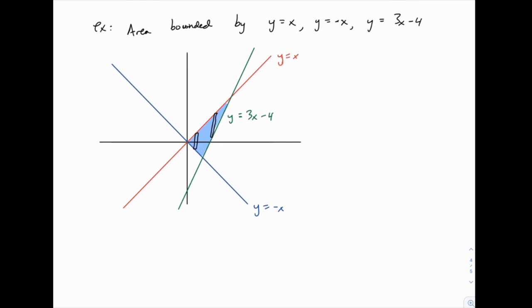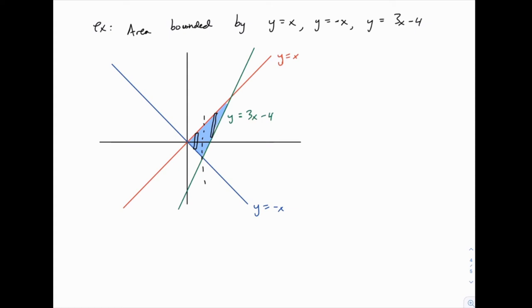So what we're going to do is similar to what we've done before. We're going to divide this into two problems. We'll find this point where those green and blue lines intersect, in other words, where the lower function switches from one to the other. And we'll divide it into two problems. So we'll find those two areas separately.